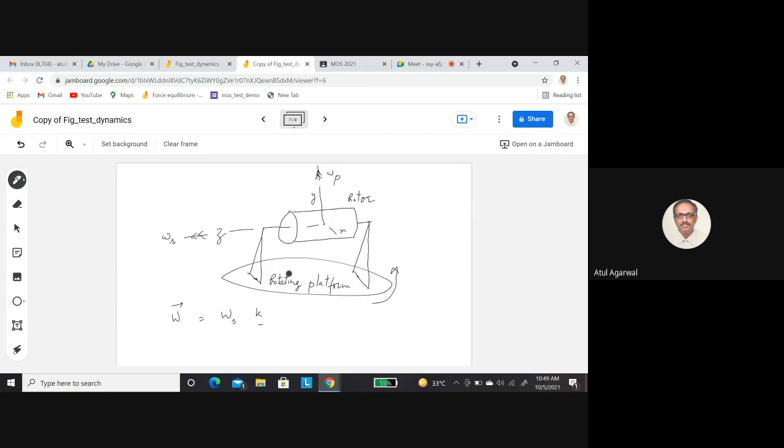What is omega s k? This is spinning about the z axis, plus this platform is also rotating. So the entire coordinate system is rotating. This entire rotor is also rotating about this vertical axis y.